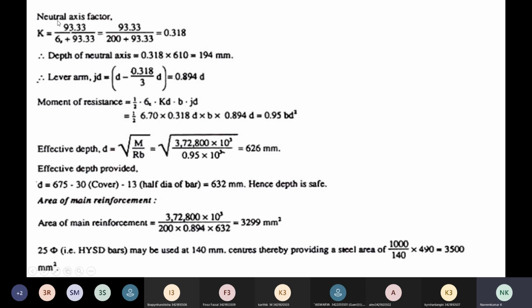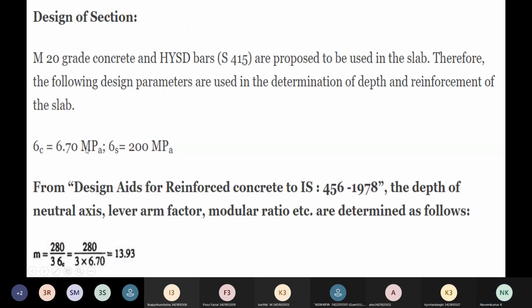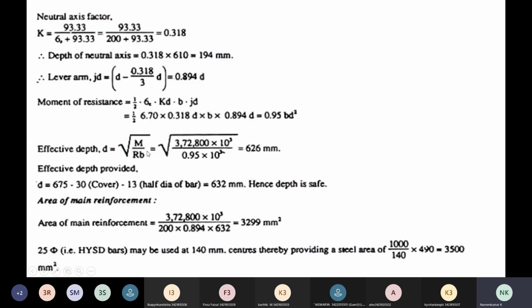First of all, you go for the neutral axis factor calculation. The factor is 93.33 divided by σc, where σc is the compression stress, also written as gamma c. 93.33 is a numerical value divided by the σc value, which is given in the previous slide, 6.07, and the σs value is 200. You need the σs value here. You just substitute this, and then you get the depth of the neutral axis as 195 mm.